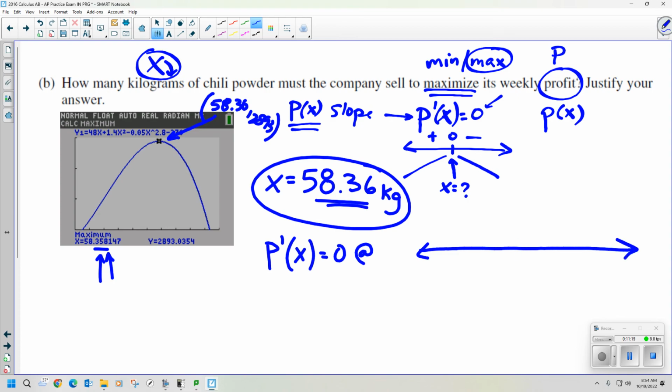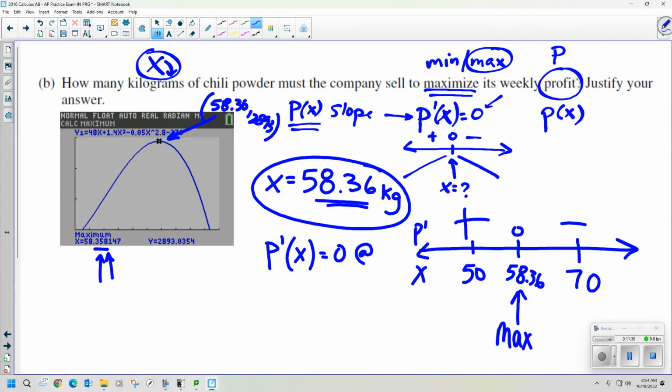I'd rather draw the graph. Okay, at 58.36, my first derivative is 0. If I pick the number 50, we know it's going to be positive. If I pick the number 70, it's going to be negative slope. So there's a maximum right there. Okay, we can do that.